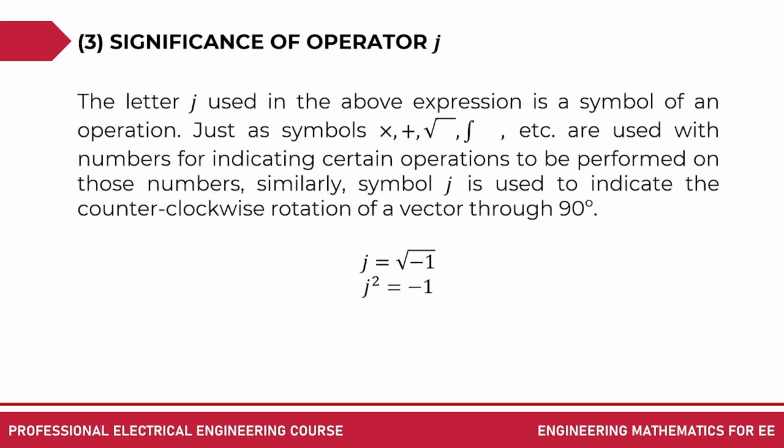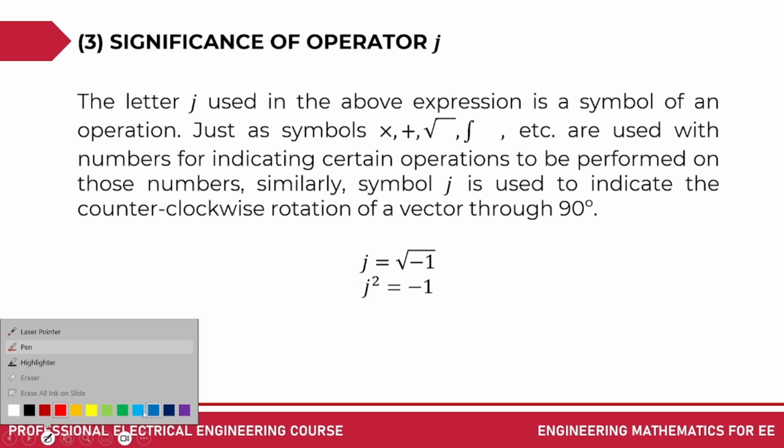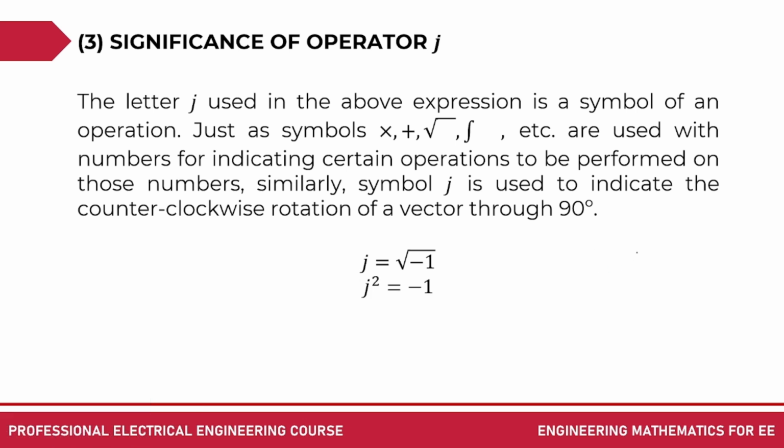Now, the letter J used in the above expression is a symbol of an operation, just like multiply, divide, square root, or integral. These are used with numbers for indicating certain operations to be performed on those numbers. Similarly, the symbol J is used to indicate the counterclockwise rotation of a vector through 90 degrees.